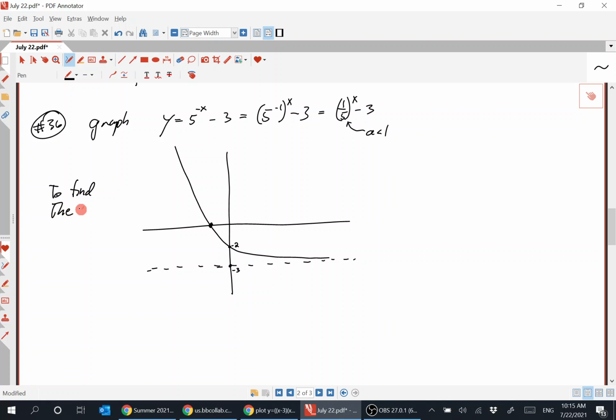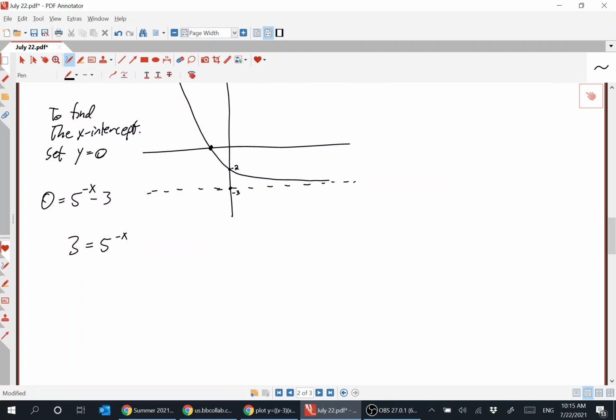So to find the x-intercept, set y equal to 0. So 0 is equal to 5 to the minus x minus 3. So bringing the 3 over here, 3 is equal to 5 to the minus x. So now how do I solve for x here? I apply a log function to each side, any log function. So I'll use natural log of 3.